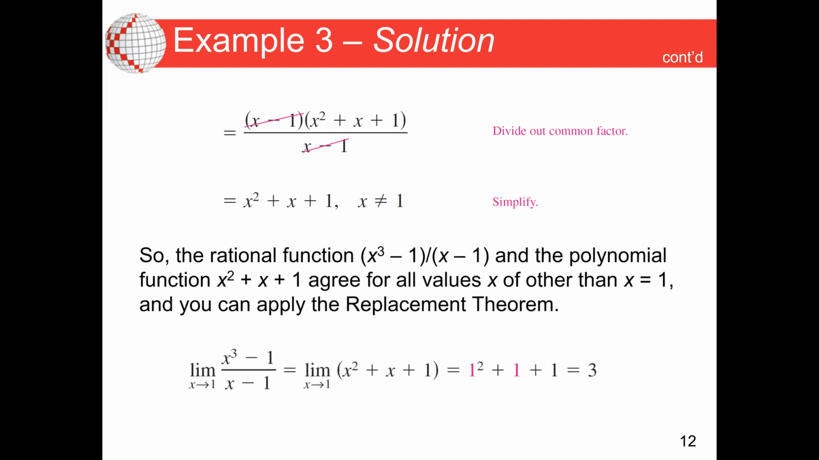So now we can find the limit. Anywhere we see x, we are going to substitute with 1 because the limit as x approaches 1. So we get 1 squared plus 1 plus 1. So our answer will be 3.